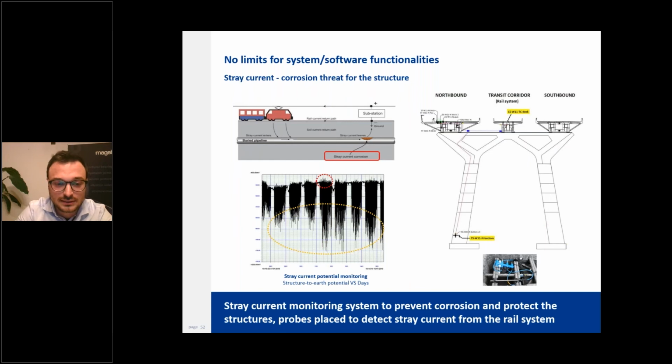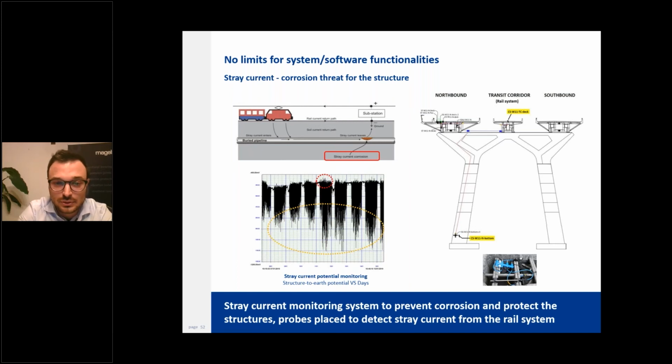On the right, we see a cross section with stray current sensors installed, highlighted in yellow. The first one is in the concrete slab in the transit corridor where the rail system is, so where the stray current comes from. The other one is installed at the base of the pier where the stray current is likely to leave the structures, as the piers are obviously grounded via the foundations.